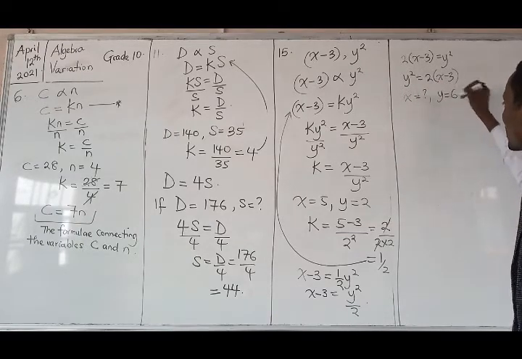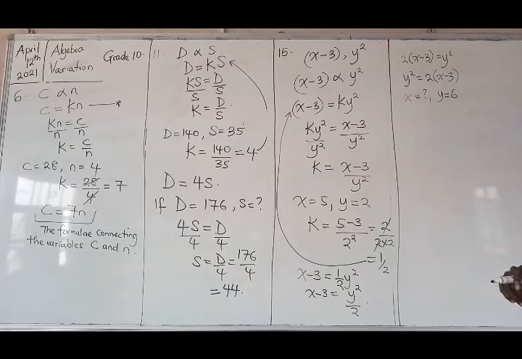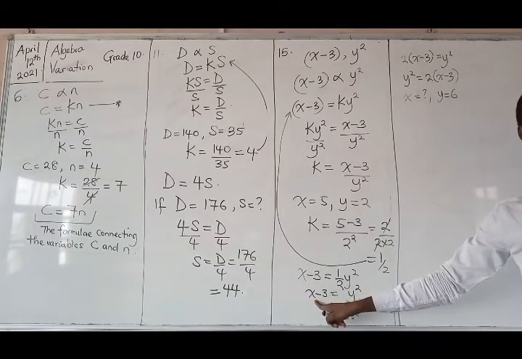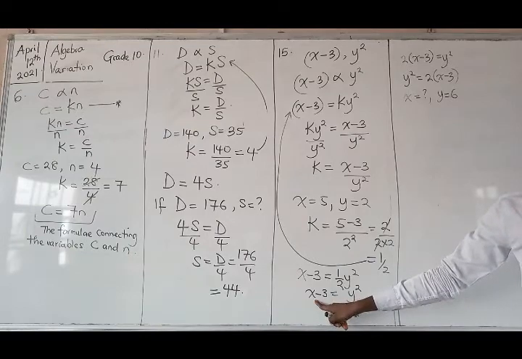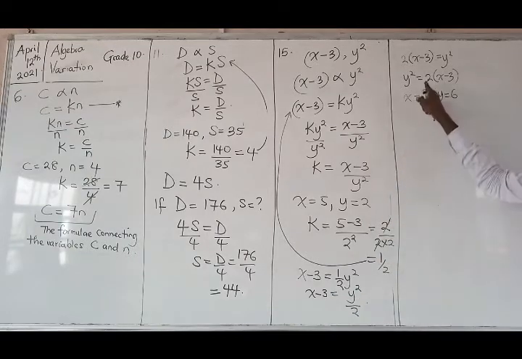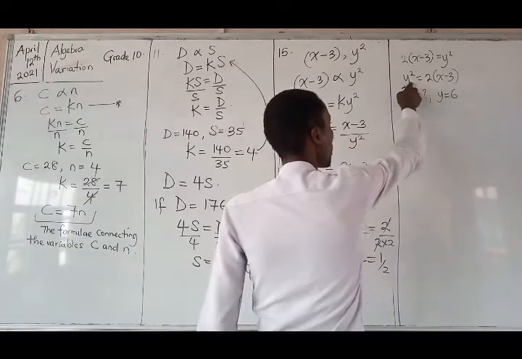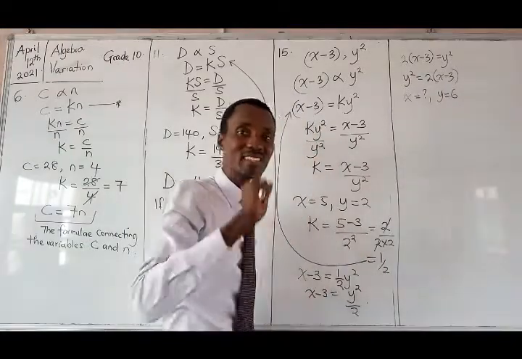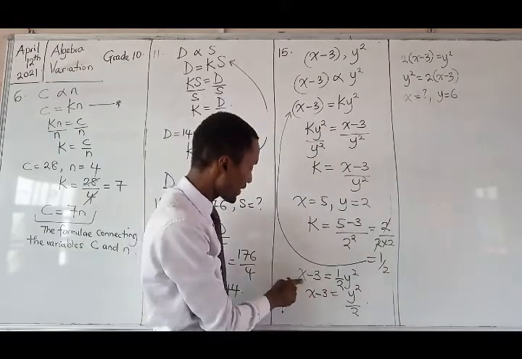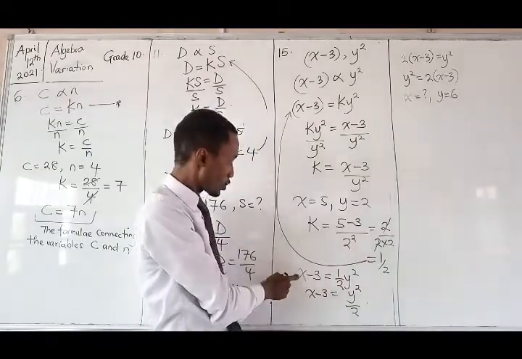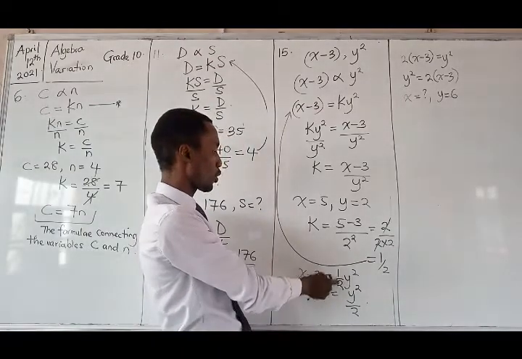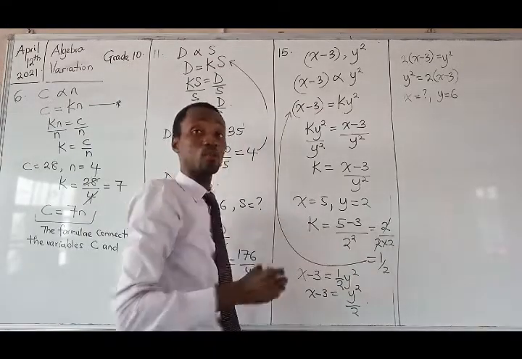So x, y is what? 6. So how do you do that? It will mean that you have to make what? x the subject of the formula. So be careful. Some of us will come to this point and start to solve. No. You have an easier route here. See what you have here, x minus 3 equal to 1 over 2 y squared. That's what I advise you to use.